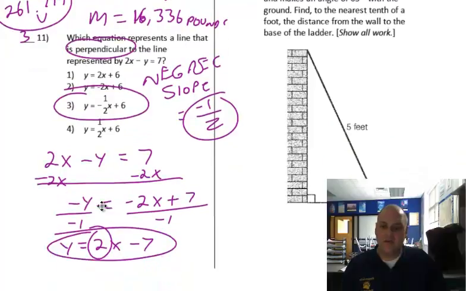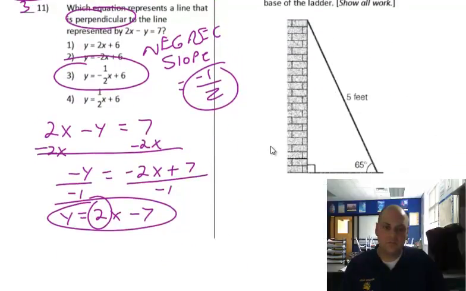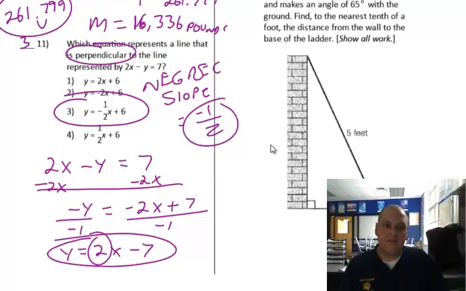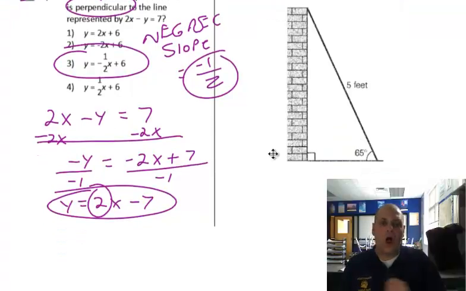As shown in the diagram below, they labeled everything. Find the nearest tenth. The distance from the wall to the base of the ladder. The wall, got to read carefully. Wall to the base of the ladder, right there.